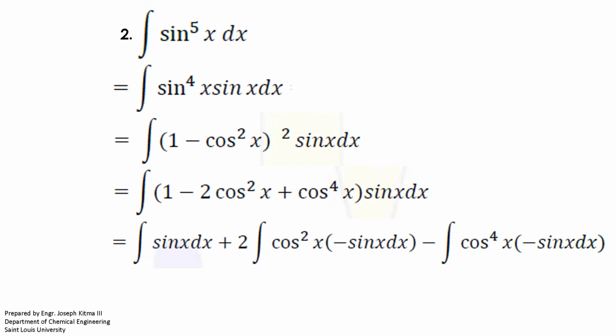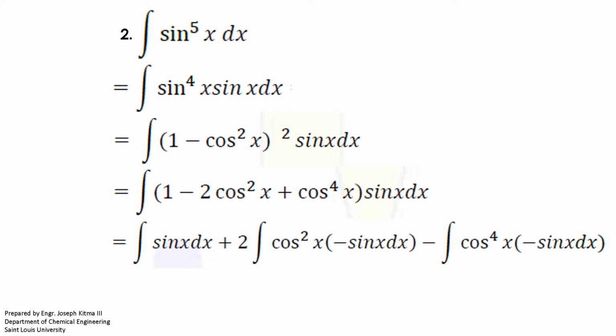And for the third term, it becomes negative cosine raised to 4 of x times negative sine x dx. So the same explanation, the differential of cosine x is negative sine x dx. So we introduce negative 1, and we introduce also a negative 1 just before the integral sign. Since this was formerly positive, it becomes negative here.